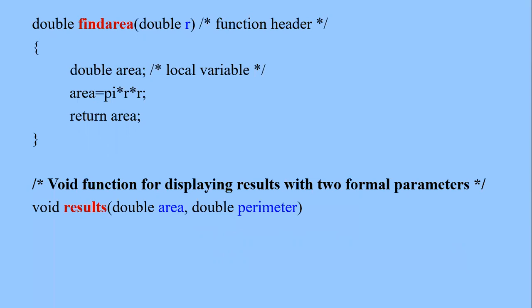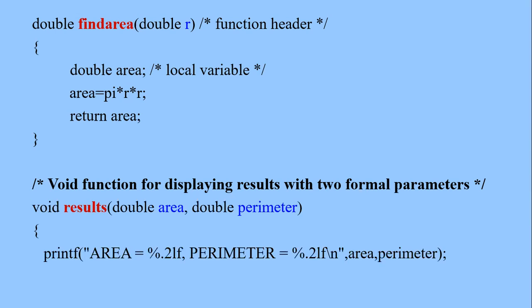And then it is receiving the second one in the same order. And that value is going to be held in the parameter called perimeter, which is of type double. So this void function called results is receiving two values, one for area, the other one for perimeter, in the same order they were in the calling statement. So these parameters must match the arguments. And then what is it doing?